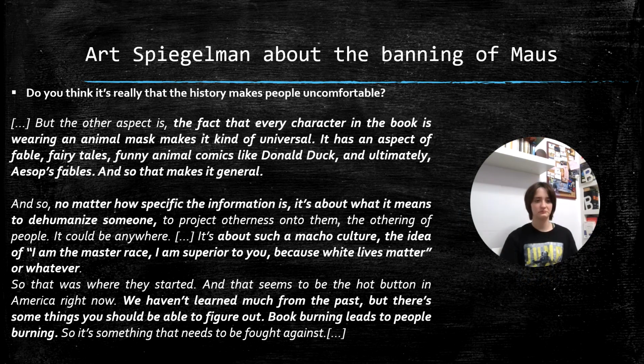And then the journalist says, do you think it's really that the story makes people uncomfortable? But the other aspect is the fact that every character in the book is wearing an animal mask. Makes it kind of universal. It has an aspect of fables, fairy tales, funny animal comics like Donald Duck, and ultimately Aesop's fables. And so that makes it general. And so no matter how specific the information is, it's about what it means to dehumanize someone, to project otherness onto them. The othering of people. It could be anywhere. It's about such a macho culture. The idea of I am the master race, I am superior to you because white lives matter or whatever. So that was where they started, and that seems to be the hot button in America right now. We haven't learned much from the past, but there's some things you should be able to figure out. Book burning leads to people burning, so it's something that needs to be fought against.